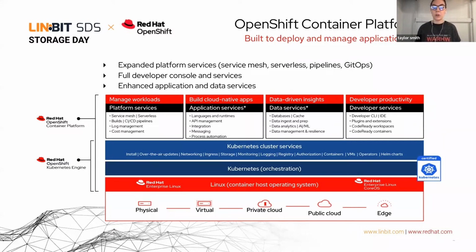OpenShift is based on RHEL CoreOS and can update the underlying operating system and scale at the node level, which is particularly useful when you deploy OpenShift on cloud infrastructure, because the entire cluster can scale up and down based on your application's needs.